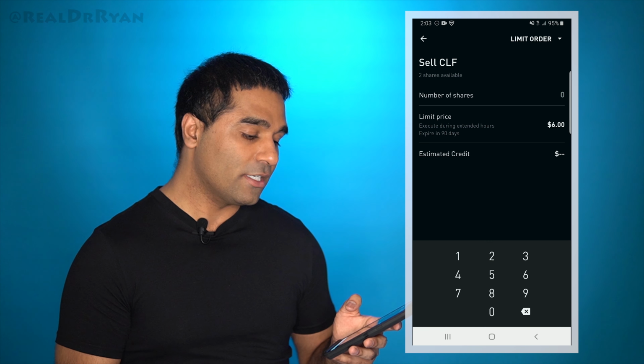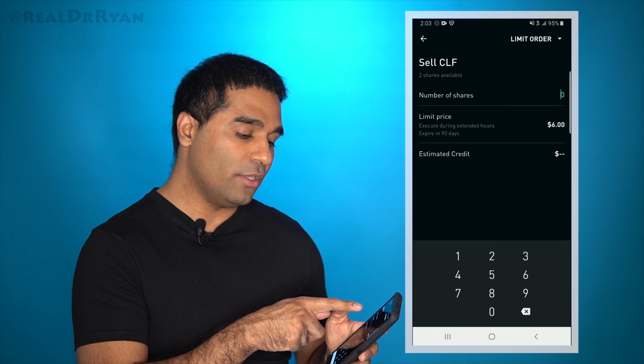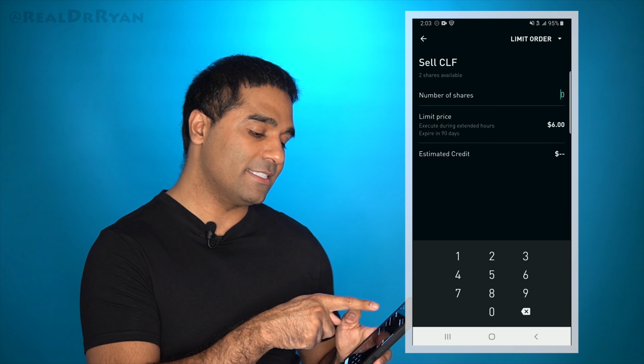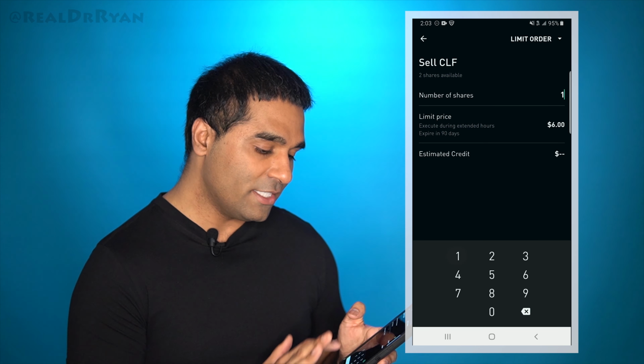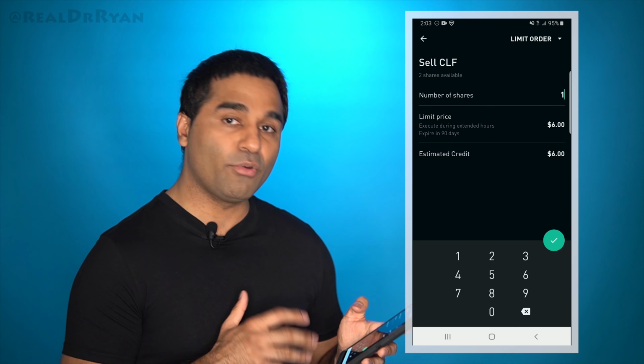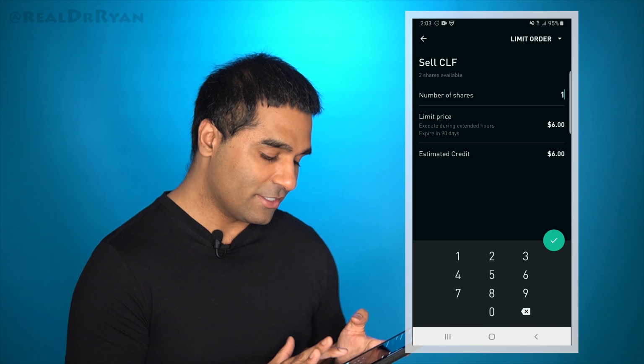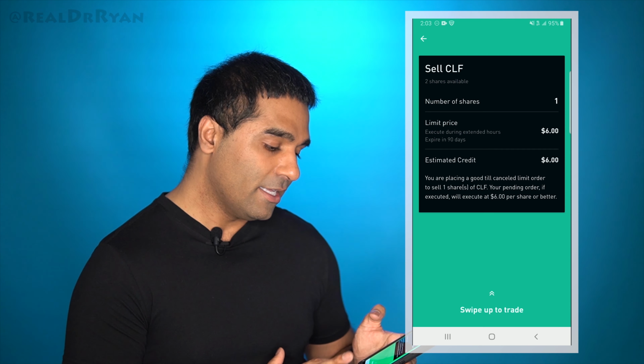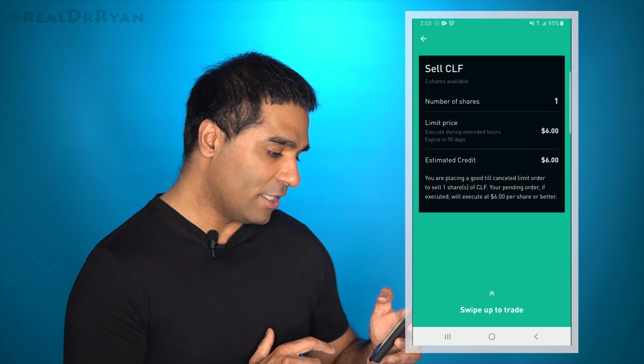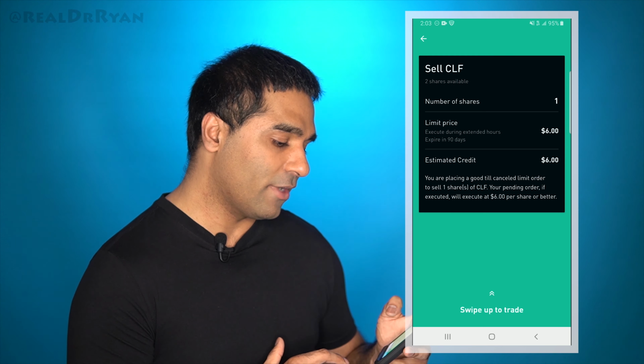And so now you enter the number of shares. I have 2 shares available. You'll see it says right under sell CLF. I'm gonna enter 1 share. I'm gonna sell for a limit price of $6, and I'm estimated to make $6. I'm gonna go ahead and click that green button. Check the data, 1 share, limit price $6, estimated credit $6.